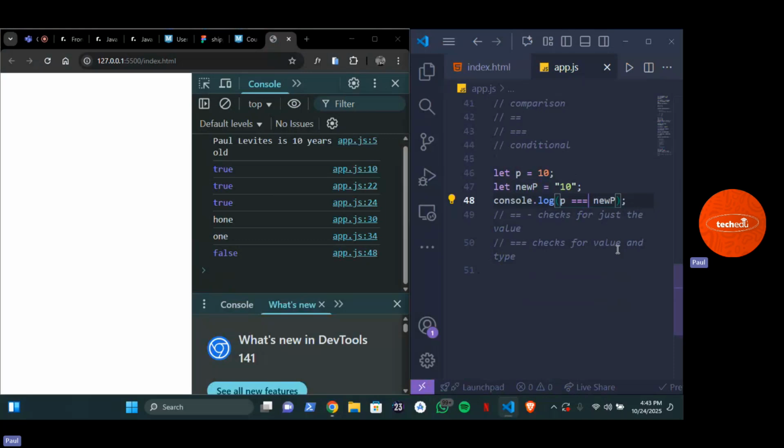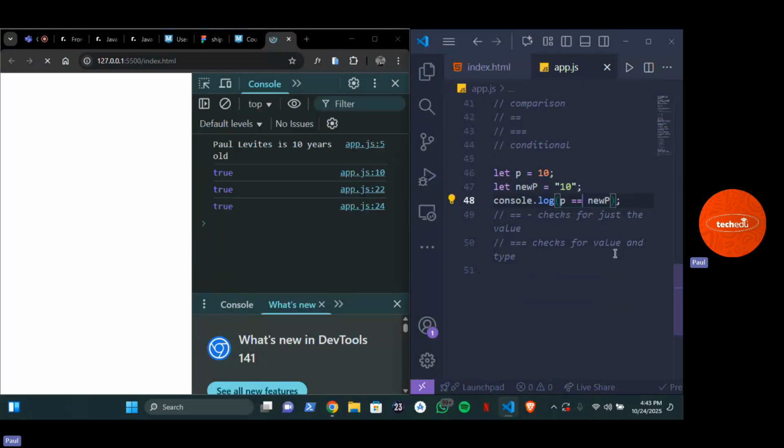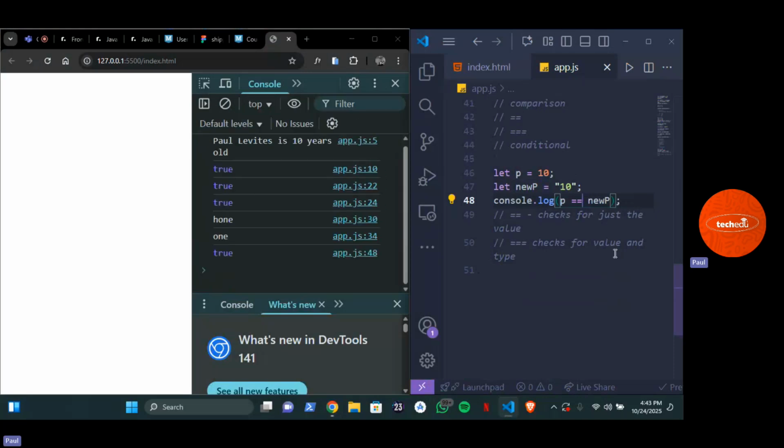But if you just use this part, that's why I said one is loose and one is strict. This one just checks for the value loosely, while this one is strict about checking that particular data. Now, if you ask me which one you should always use, always use triple equals. Why? Because you don't want your application to break.